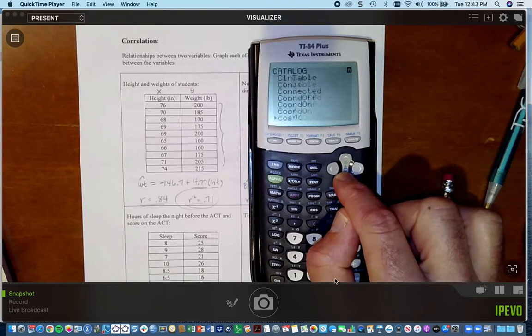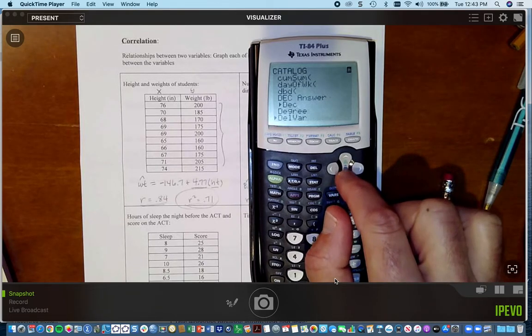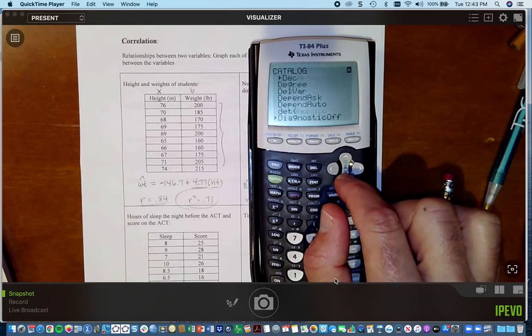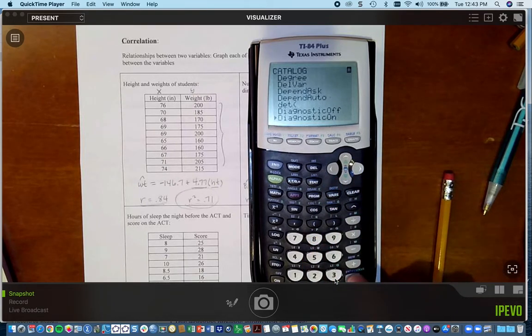Right, and again, once you turn this on, it stays on until you decide that you want to turn it off, which if you're in the stats class, you probably don't want to ever turn it off. All right, so it did it.